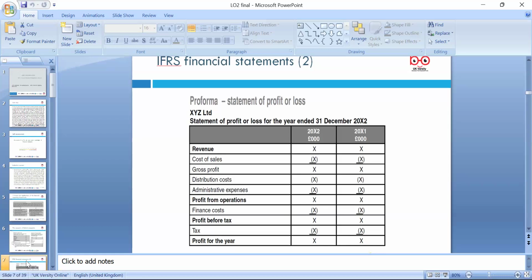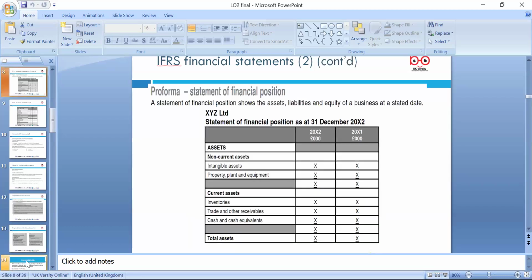Okay, then we can move to the next, the statement of financial position layout. We look at the assets. Non-current assets come first. Intangibles are like goodwill, patents and copyright, and then we'll go through the non-current assets registered.